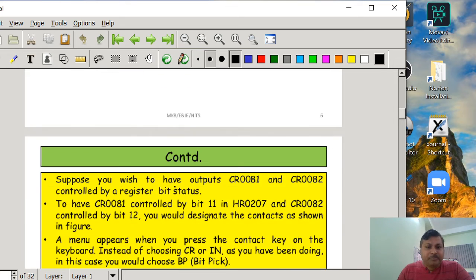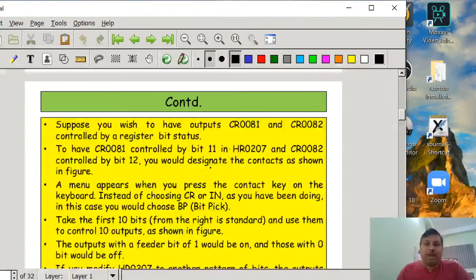Okay. Suppose we wish to have the outputs CR81 and CR82 controlled by a register bit status. So we have, suppose, two outputs, CR81 and CR82. Maybe they are representing some motor or machines. And we want to control the status of this CR81 and CR82 by the bit status in a register.